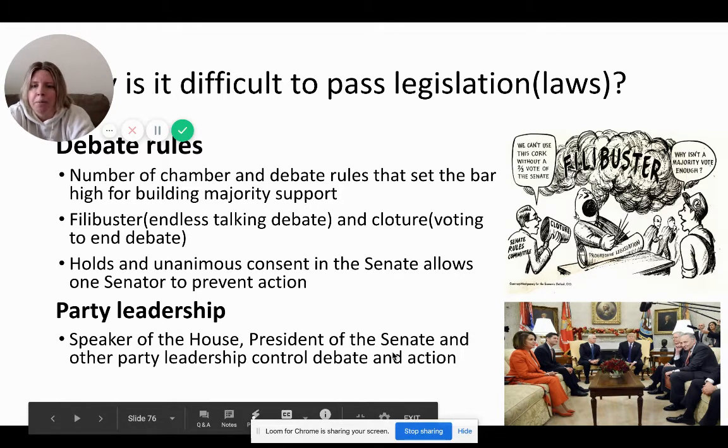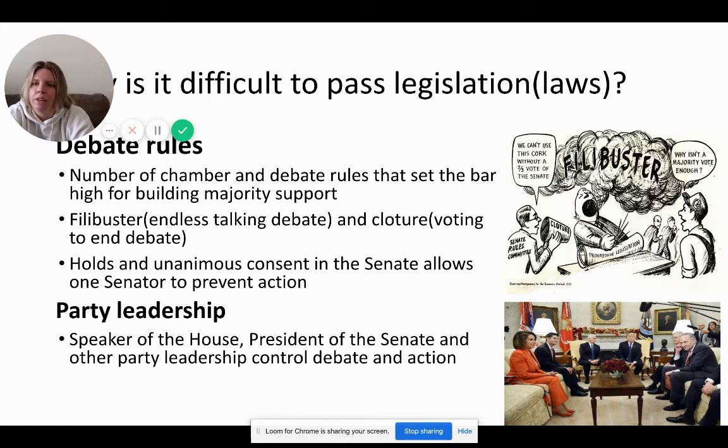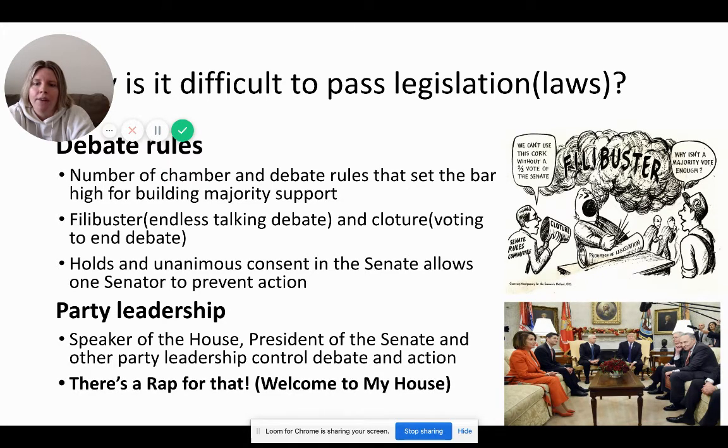Also, party leadership. You've got the Speaker of the House, the President of the Senate, other leadership. Basically, the leaders of the party are going to have a major influence on whether or not your thing's going to get passed. And then I do have a rap for that too.